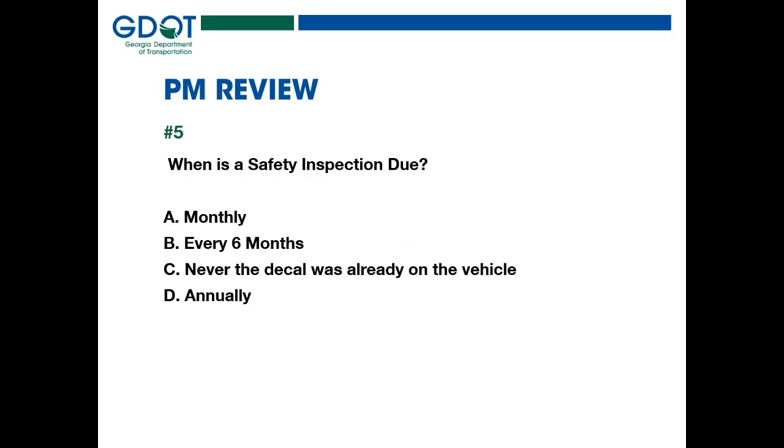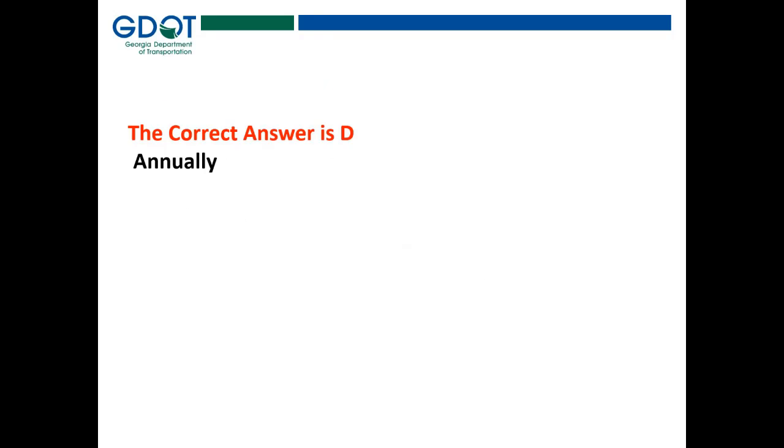When is a safety inspection due? A, monthly, B, every 6 months, C, never, the decal was already on the vehicle, or D, annually. The correct answer is D, annually.